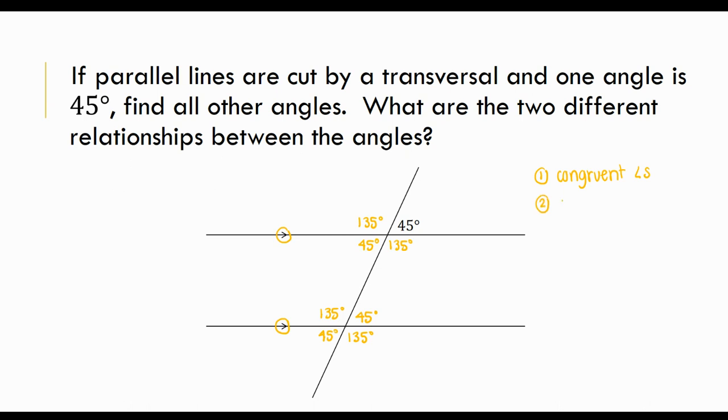But then we also have a relationship of supplementary angles. That's how we got the 135, because we've got two angles that are right next to each other forming a straight angle, so they're supplementary.